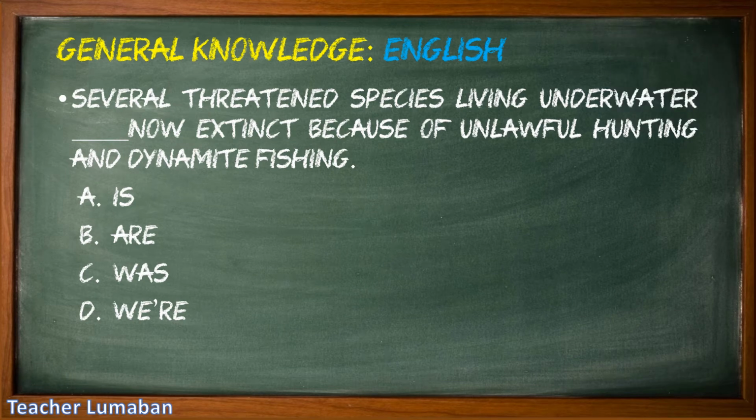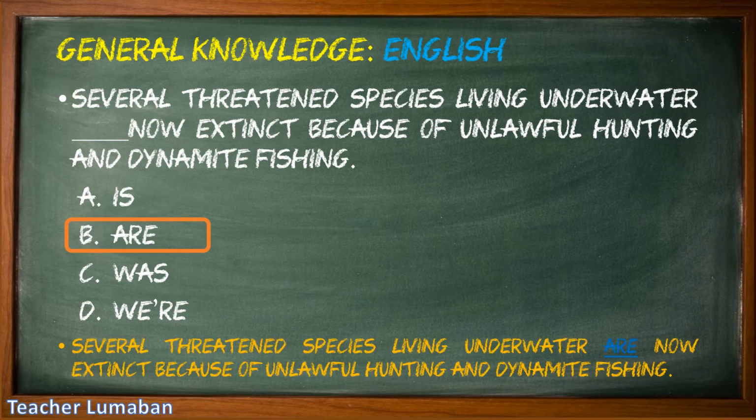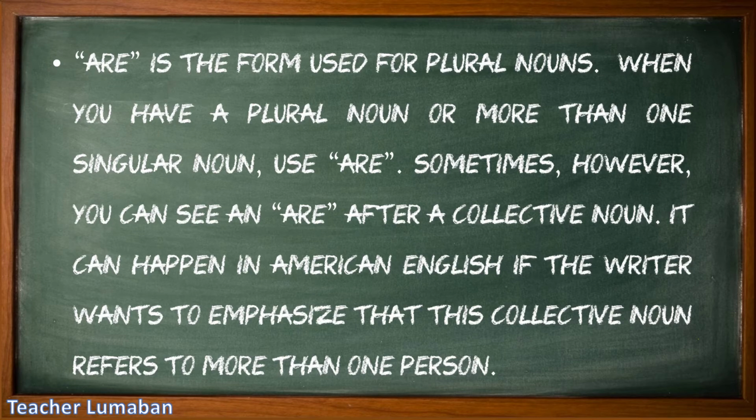The correct answer is letter B, are. Several threatened species living underwater are now extinct because of unlawful hunting and dynamite fishing. Are is the form used for plural nouns. When you have a plural noun or more than one singular noun, use are. Sometimes, however, you can see an are after a collective noun. It can happen in American English if the writer wants to emphasize that this collective noun refers to more than one person.